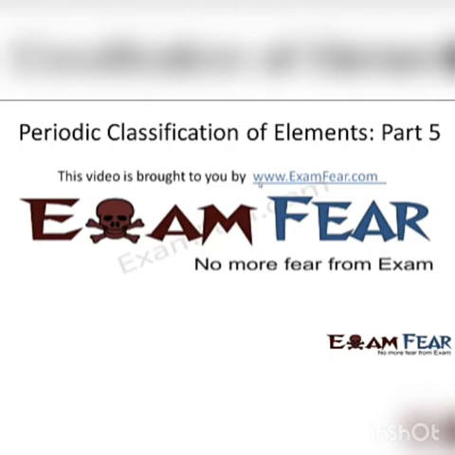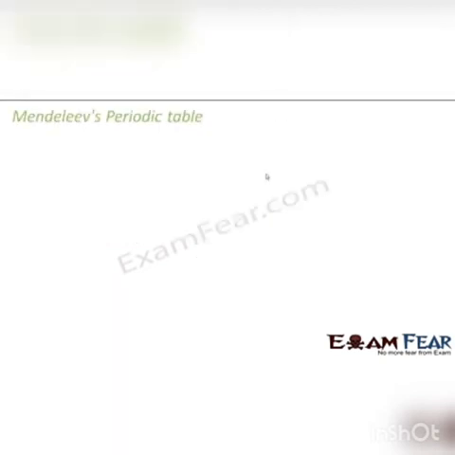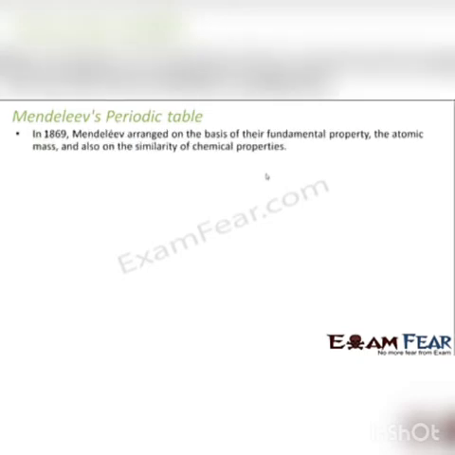Before watching this video, please make sure that you have watched part 1 to part 4. Now let's understand the Mendeleev periodic table, the best periodic table I can say, the best effort. So this guy arranged the elements based on their fundamental properties, atomic mass, and also based on the chemical property. But chemical property was given the first priority.